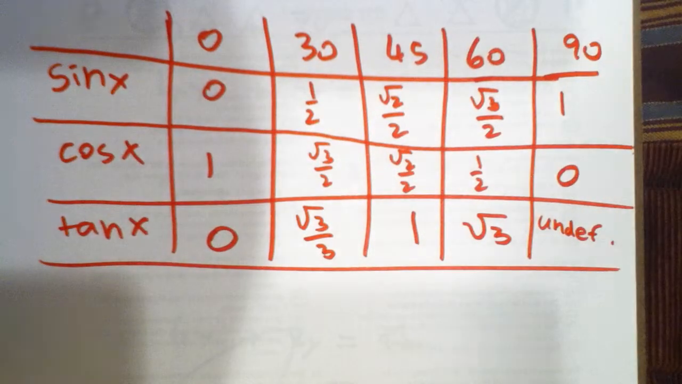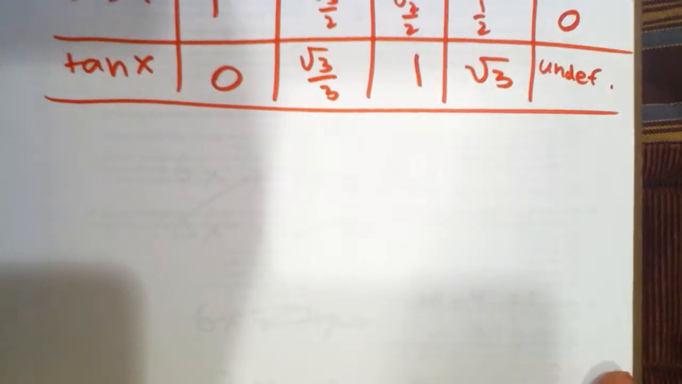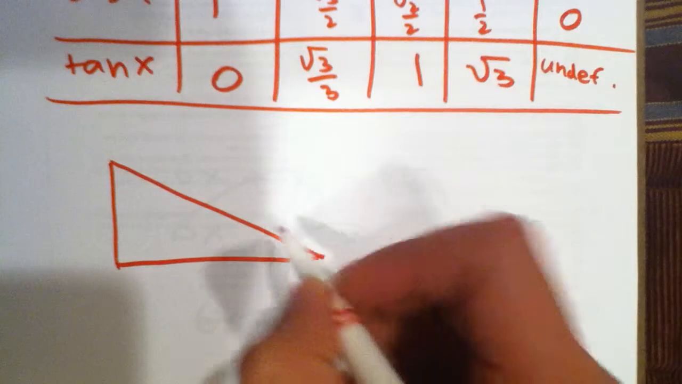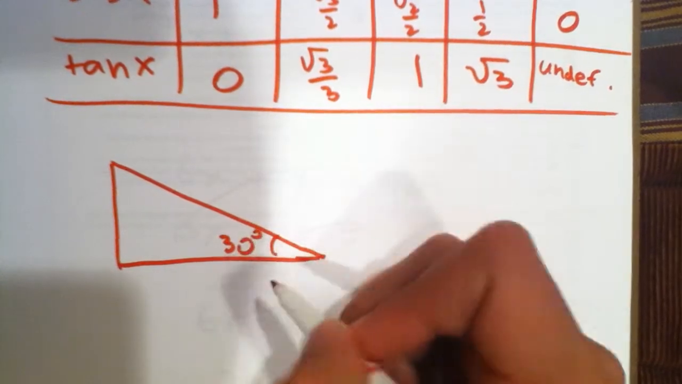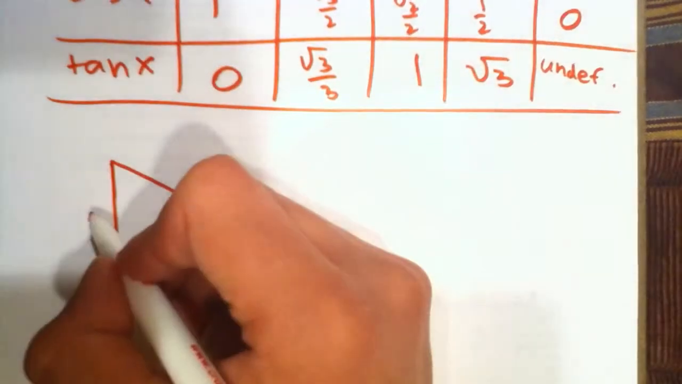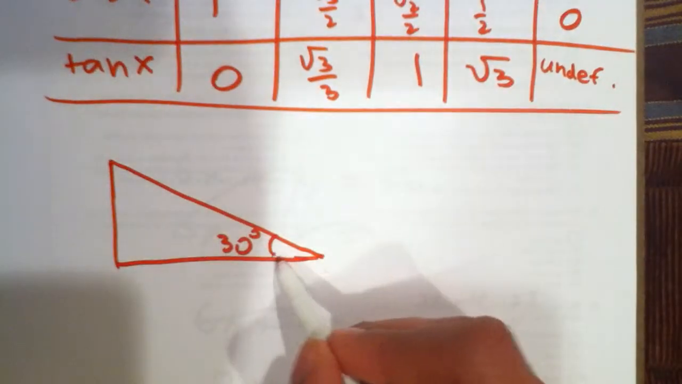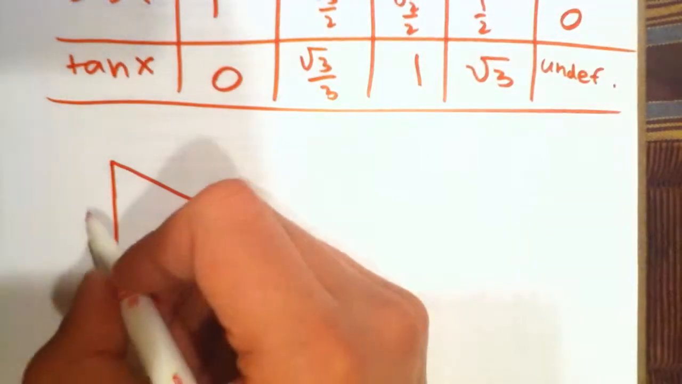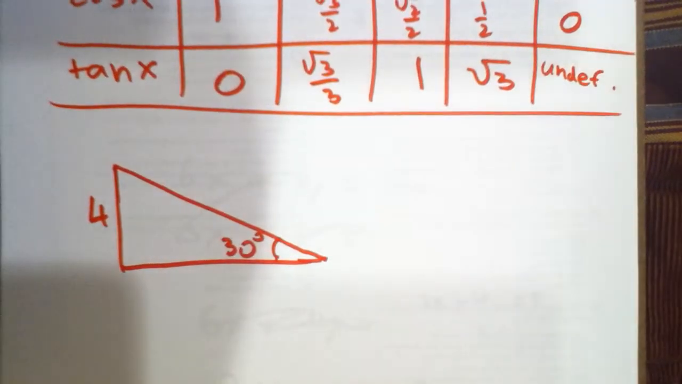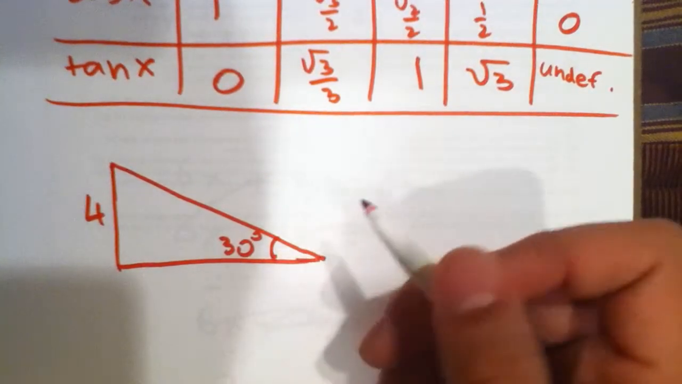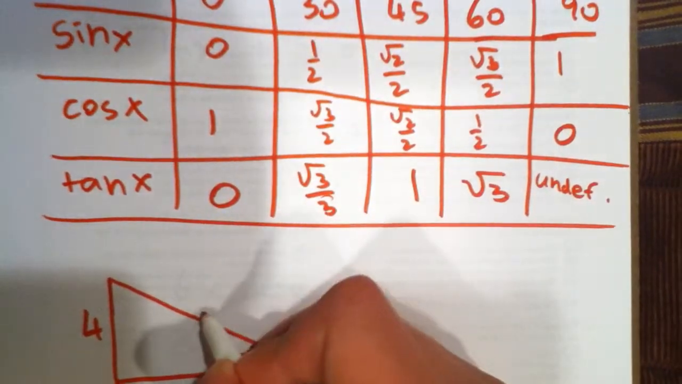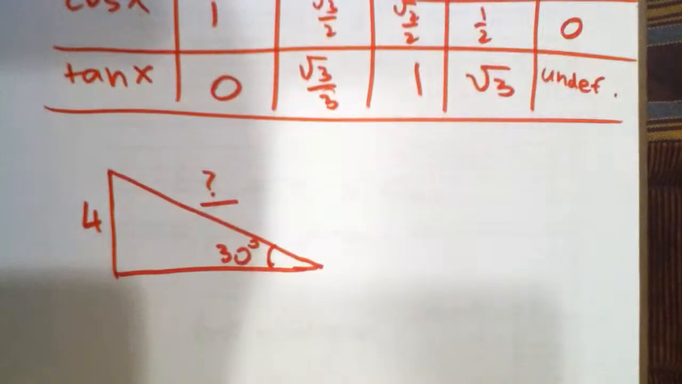Alright, so let's take a triangle with an angle here of 30 degrees, and the only length given is the side that's opposite to this 30 degrees, and let's say that side length is 4. So now we can use these functions and their values here to determine the hypotenuse and even this side.